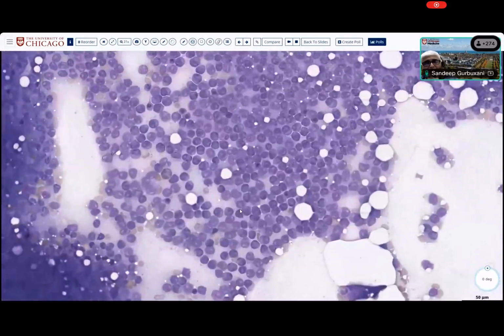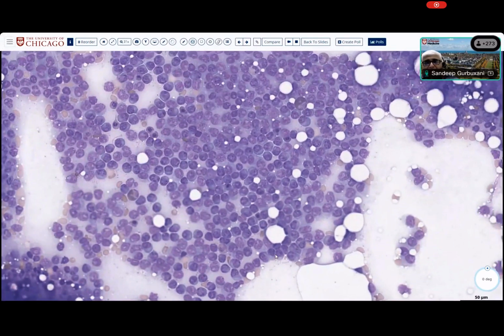So here we have a different field. And the reason I picked up this slide is to just show you that there are certain conditions that will have a patchy involvement. And again, you have to spend some time looking at your cases. You have to really be mindful of the clinical history here. And there are already many, many people in the chat.